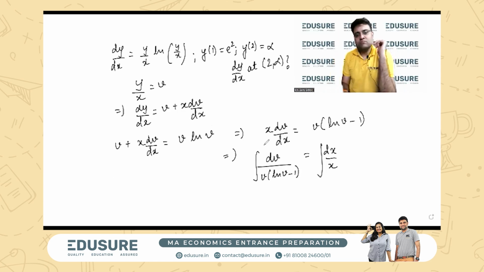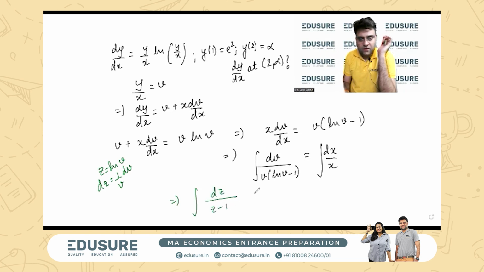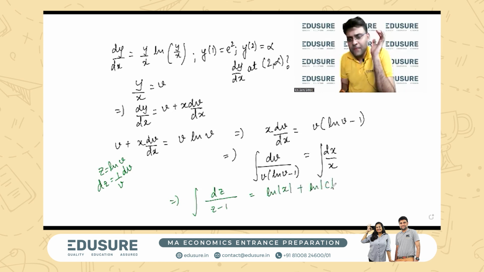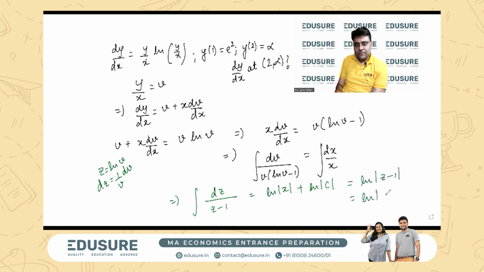Okay, now we take z = ln v, so dz = (1/v) dv. So (1/v) dv = dz, so this can be written as dz/(z - 1) = ln x + a constant. I can write it as ln c. This is my constant of integration, ln c, and this is basically ln(z - 1), which is nothing but ln(ln v - 1).